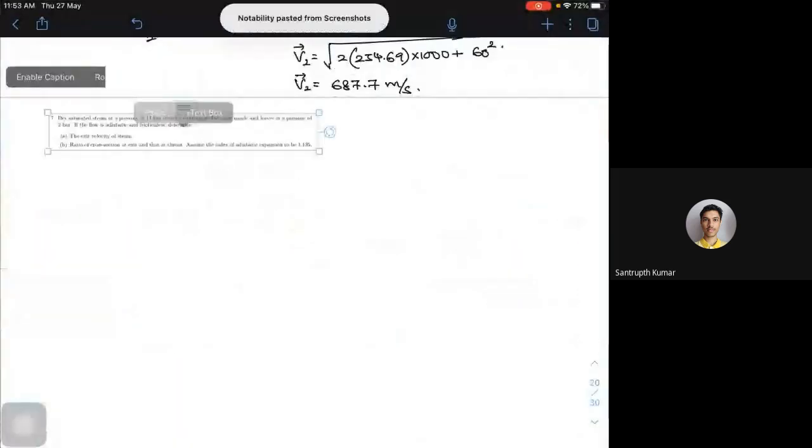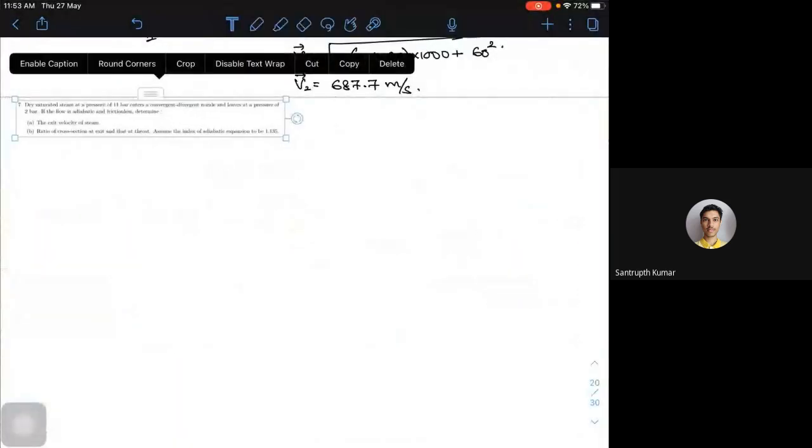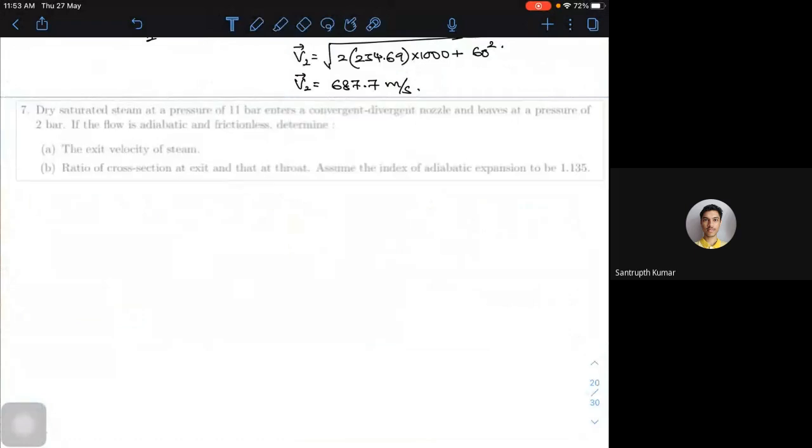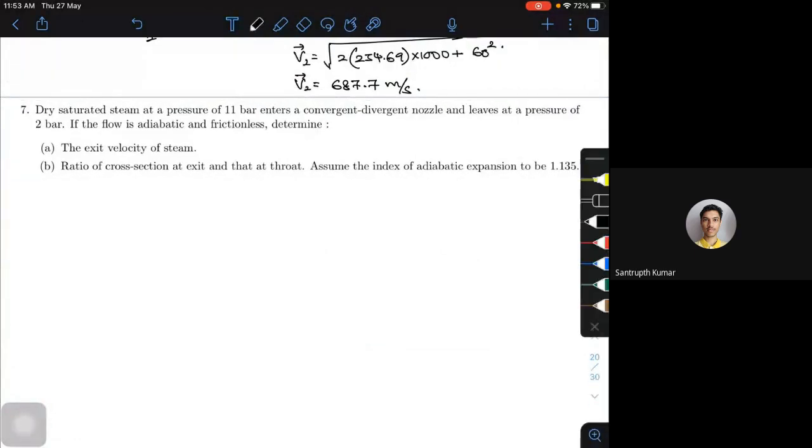Okay. The problem statement is something like this. Dry saturated steam at a pressure of 11 bar enters a convergent divergent nozzle and leaves at a pressure of 2 bar. If the flow is adiabatic and frictionless, determine the exit velocity of the steam. Anyhow, that is the first part. And they are asking for the second one: the ratio of the cross section at exit and that of the throat.